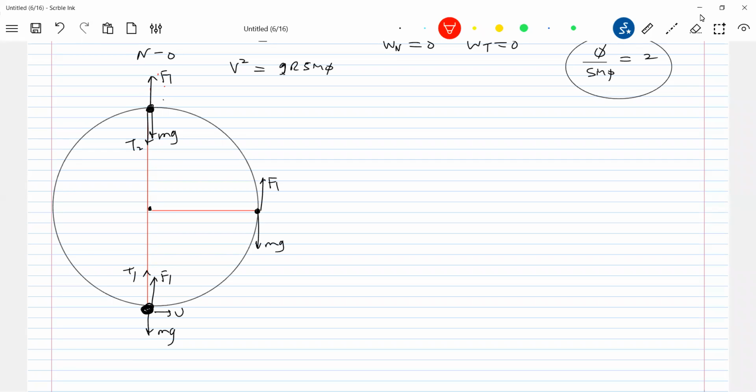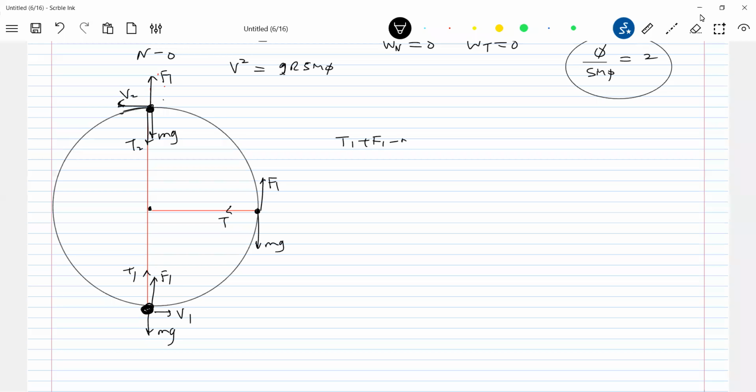So I'm just asking you, where is the critical point? Where is the critical point here? So we'll do one thing, write the equation. Here the velocity of the bob will be, say, V1. This will be V2. Okay, let's write at point 1.